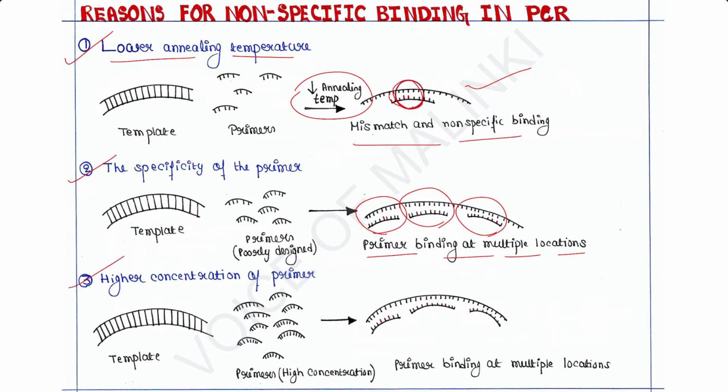Three is higher concentration of primer. If the concentration of the primer is higher than the optimum range, the primer binds other than its specific location on the template DNA and leads to non-specific bindings. This is because too much primer may tend to bind various locations in the template. So it is the non-specific binding between primer and the template at multiple locations.